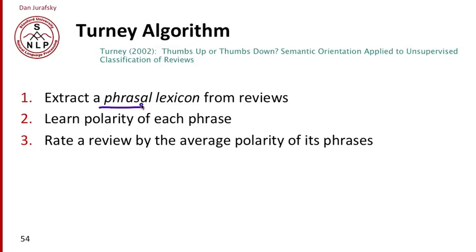So the Turney algorithm is another way to bootstrap in a semi-supervised way a lexicon. What this does is extract a bunch of phrases from reviews, learn the polarity of the phrases, and then take all the phrases that occur in a review, take their average polarity, and use that to rate the review. So let's look at these stages in the Turney algorithm.